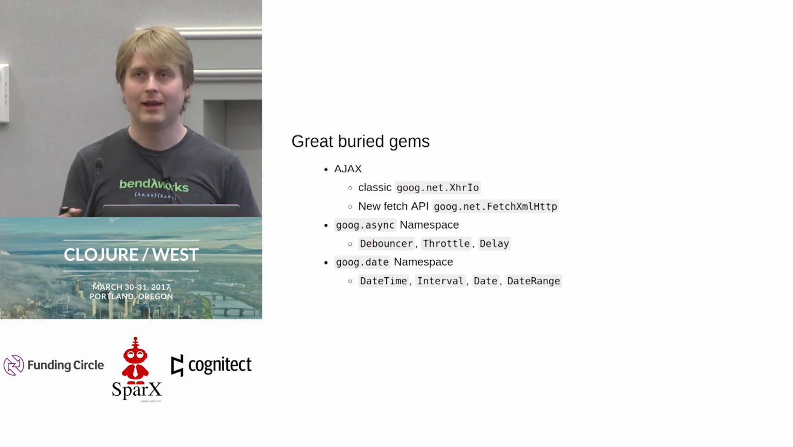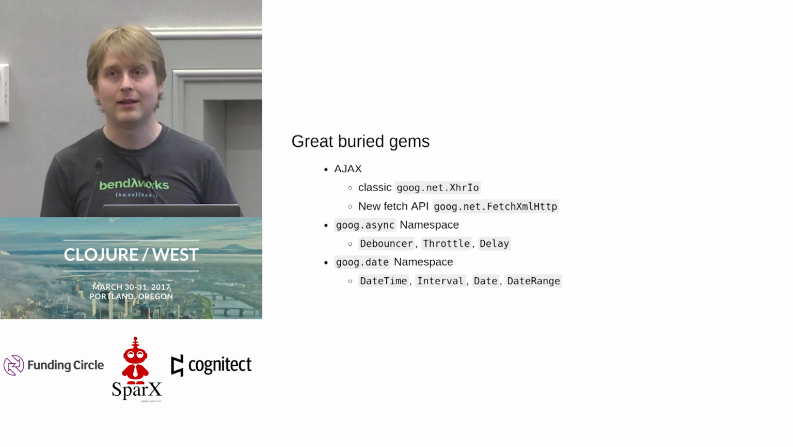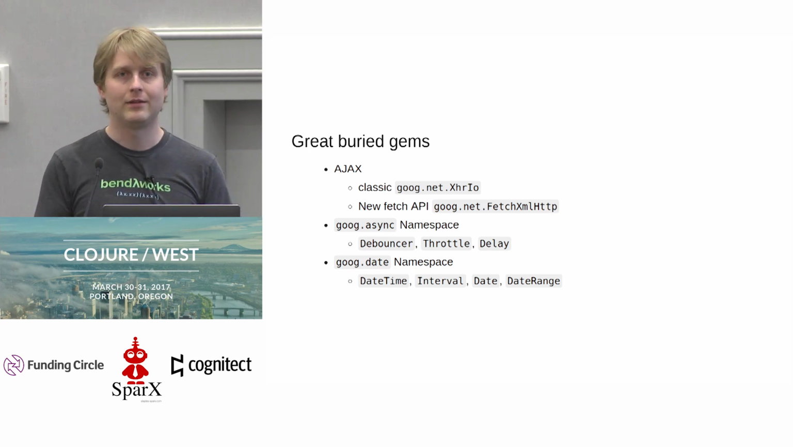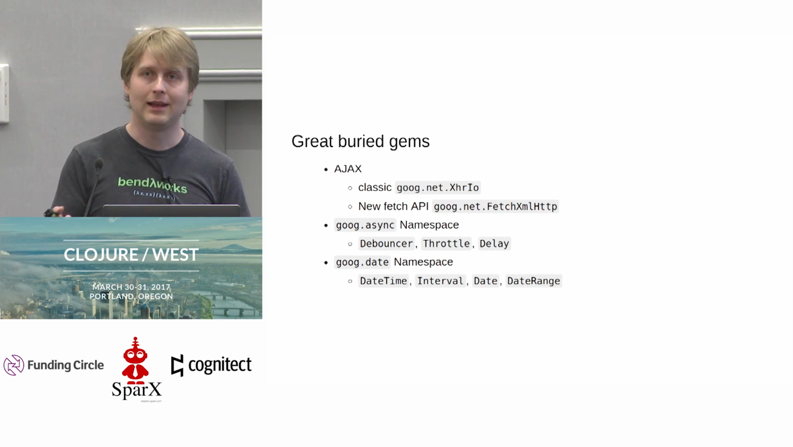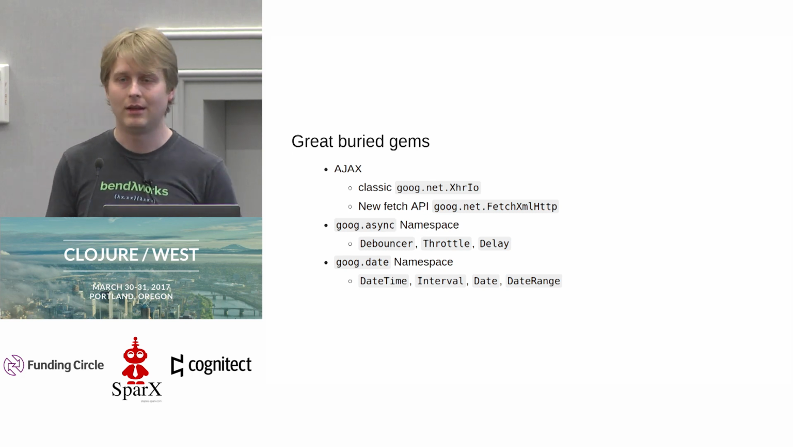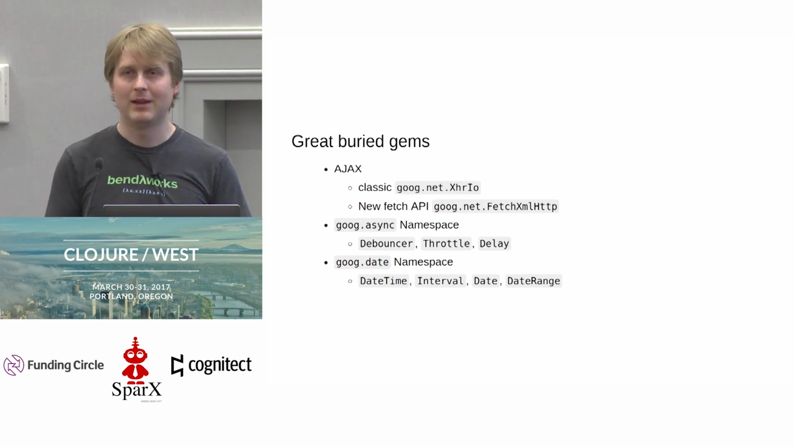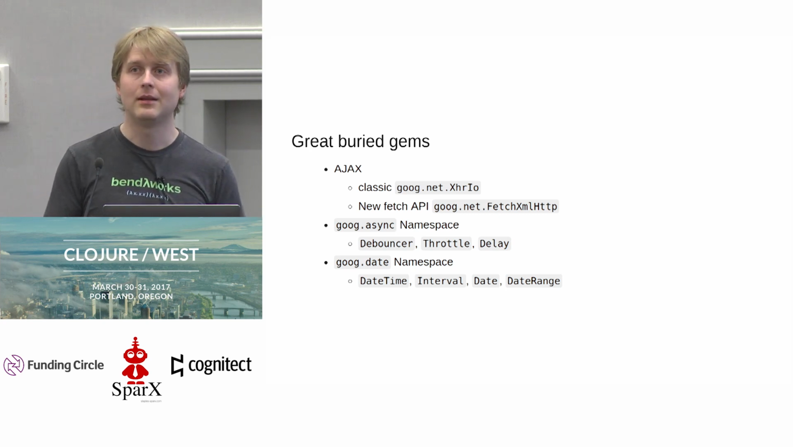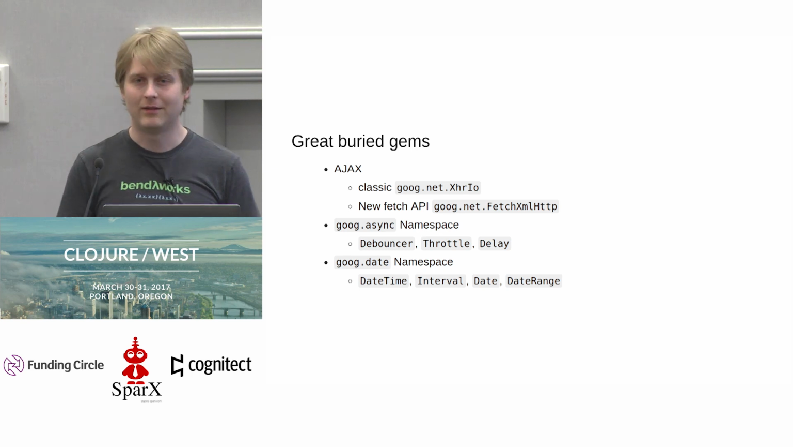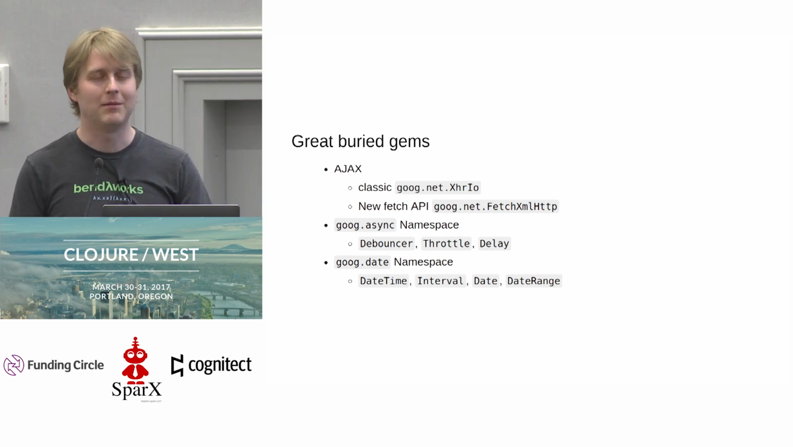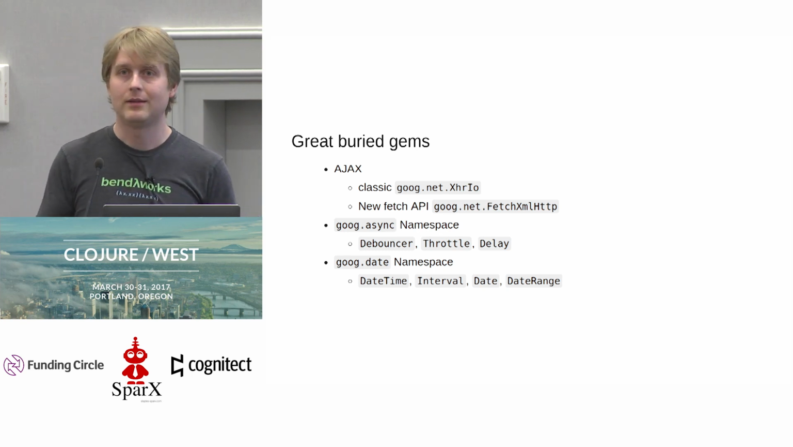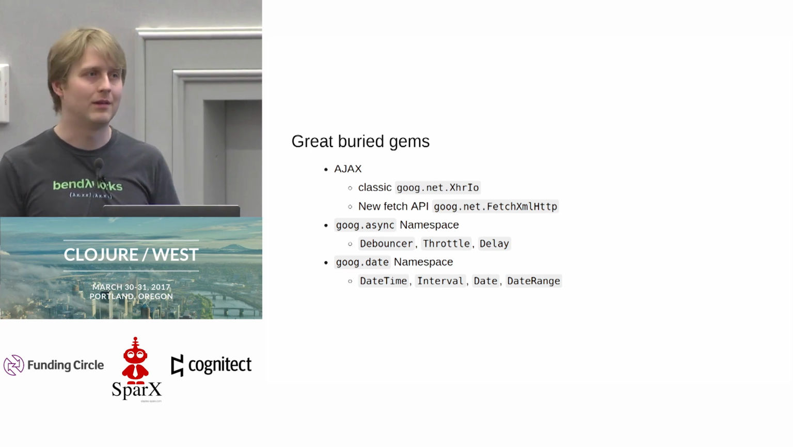There's Ajax, both classic and using the new fetch API. There's lots of asynchronous functionality you can get: debouncing, delays, and throttling. And there are whole swaths of methods for dealing with date, time, and time intervals, which are every developer's favorite things to deal with. It makes up for a lot of deficiencies that JavaScript just doesn't cover.